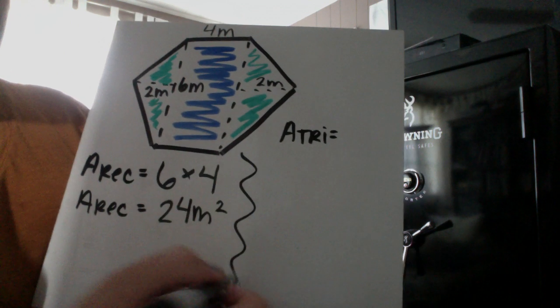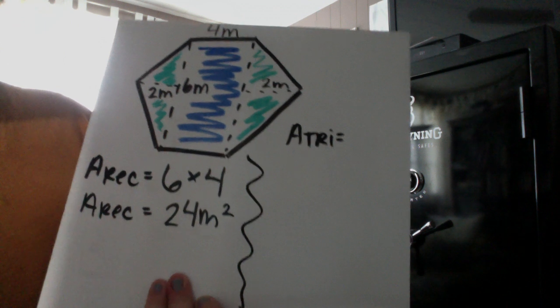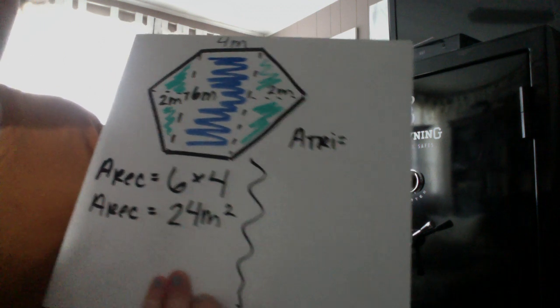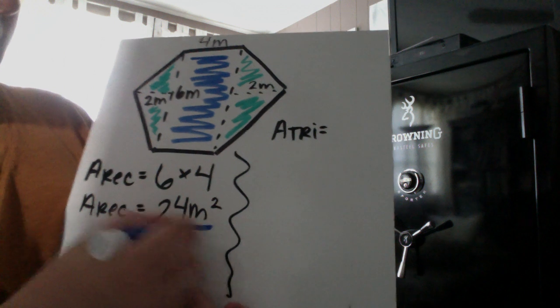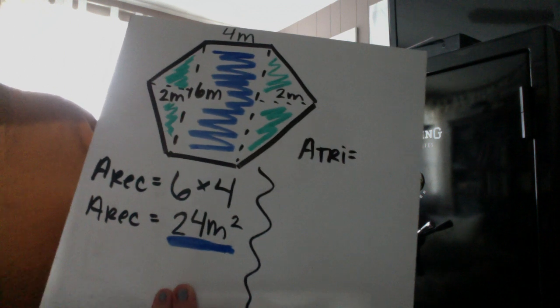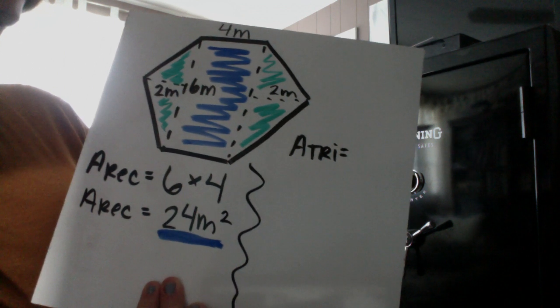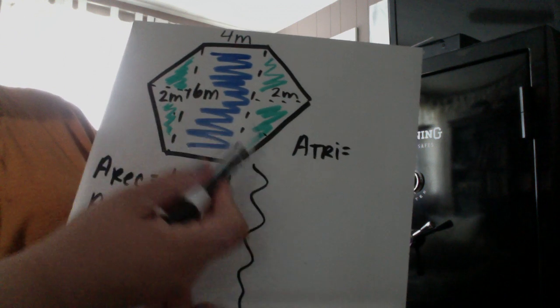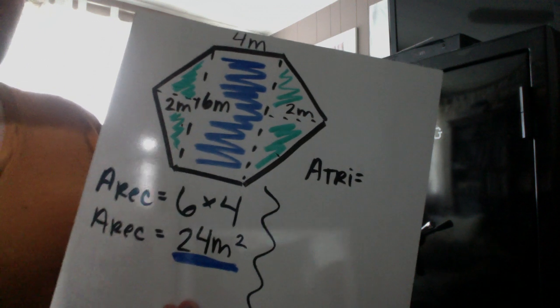Now, I'm going to pause there. This part is the area of the blue shaded rectangle. So I'm going to underline that in blue. The next thing we need to do is find the area of these 2 triangles. Now let's notice that they are the same triangle.